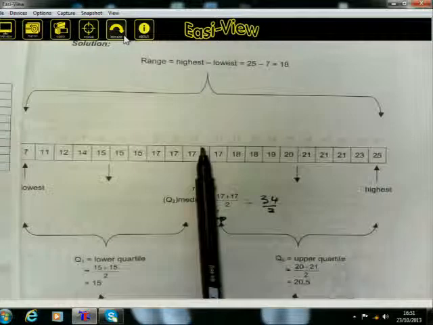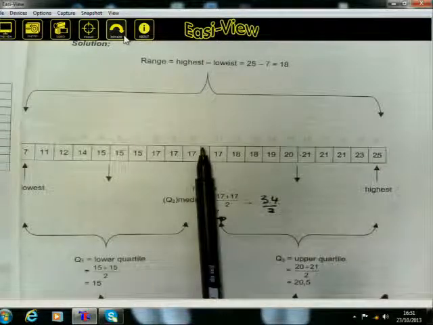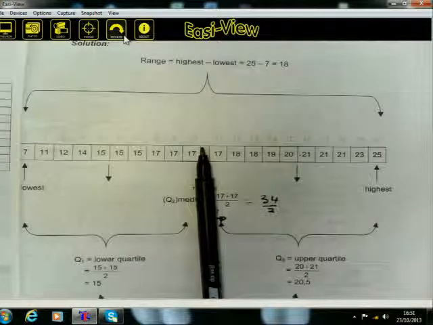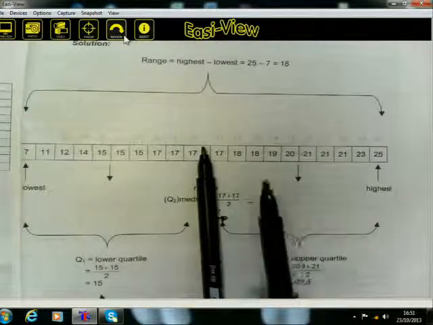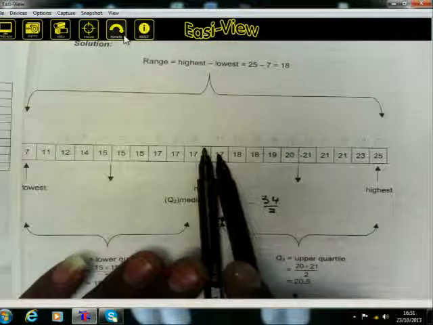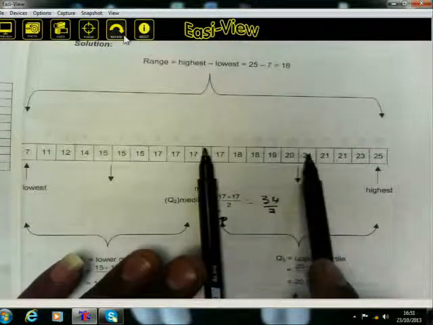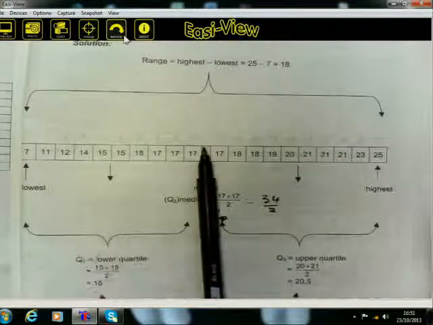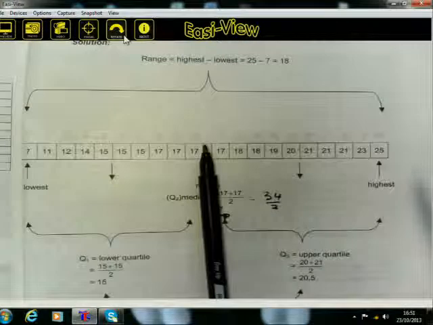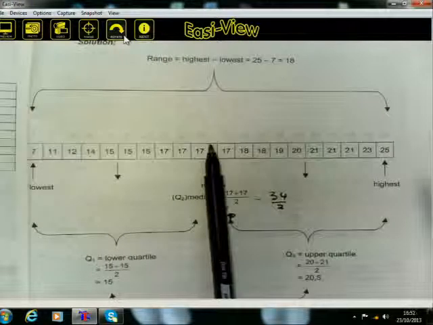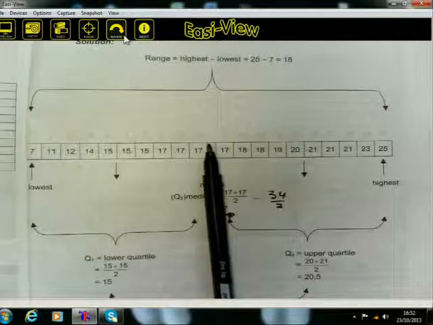Let's check. Those numbers must be equal. Also from the right-hand side, is it 10? It's number 11. 1, 2, 3, 4, 5, 6, 7, 8, 9, 10. Do you see now? Now, we count them.